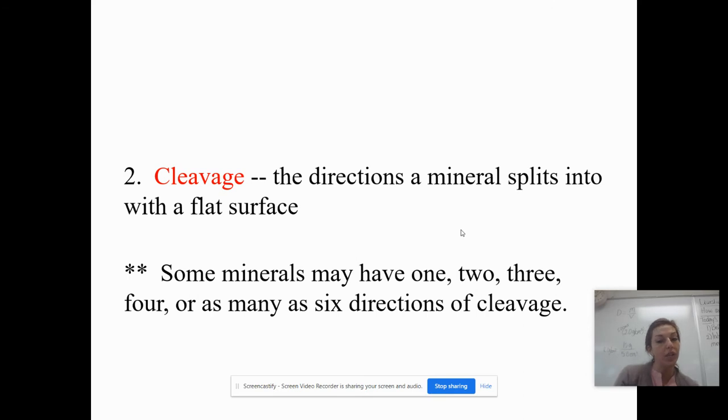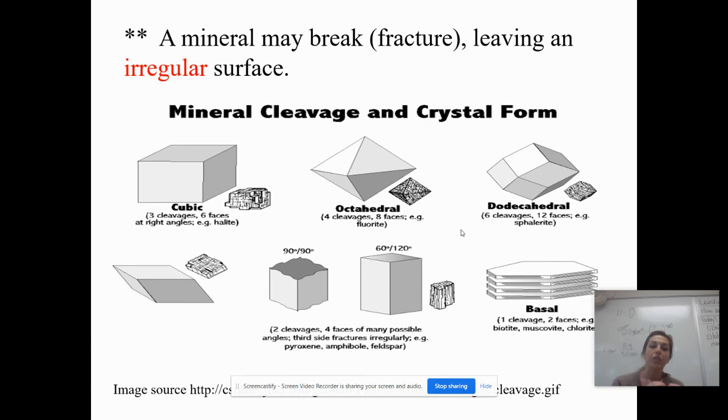The word cleavage here means the directions a mineral splits. So if we look at the mineral and we look at how it is split, that is the cleavage. And what we're looking at is the direction of the split. And here are some examples. So a mineral may break or fracture, leaving an irregular surface. And we're looking here to figure out the irregular surfaces.